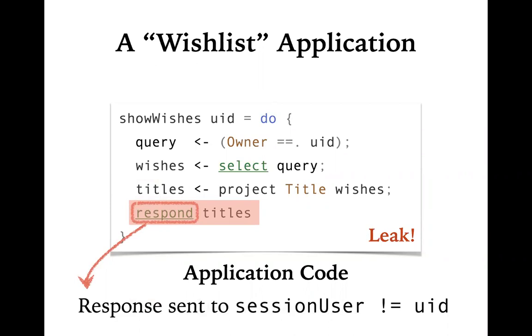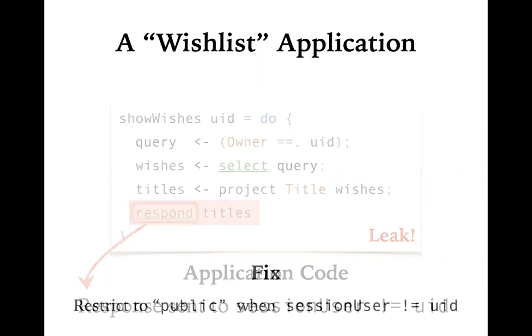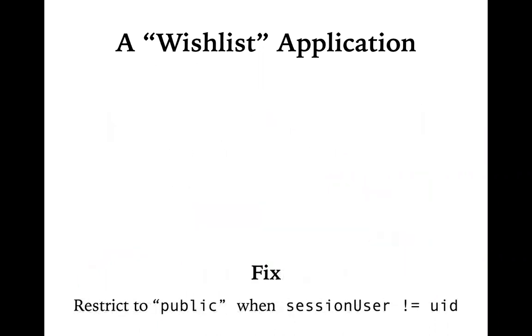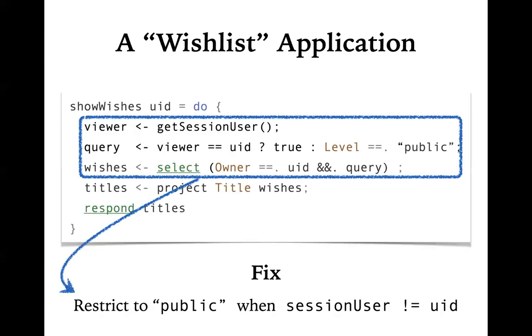And we'll go back and tie this back into the lattice view in a little bit. I just want to give a high level demo right now. The way you would fix this is basically to say no, you can't give all of UID's wishes to this random viewer. What we want to do is restrict the set of wishes that we send back only to those wishes that are explicitly marked public. So if the session user is not UID, then we want to restrict the wishes to those that are marked public. Here's a snippet of code that does that.